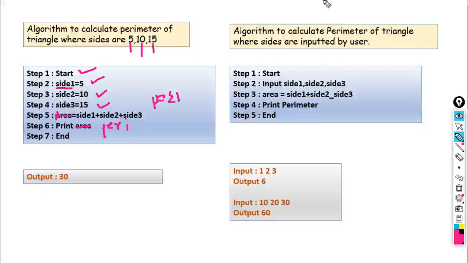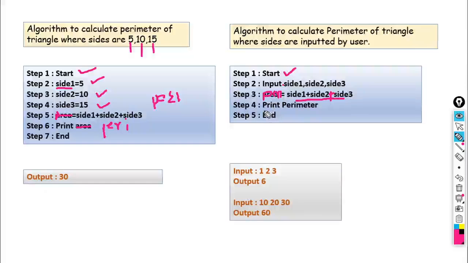In the second example, algorithm to calculate perimeter of a triangle where sides are inputted by the user. So how can we write it here? You should input the values. So step 1, start. Here input side1, side2 and side3. And how to calculate the perimeter here? Perimeter is equal to side1 plus side2 plus side3. With the help of this formula, we can calculate the perimeter of the triangle.